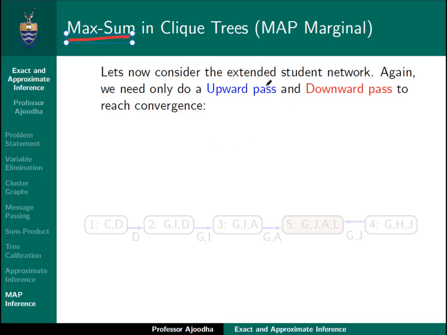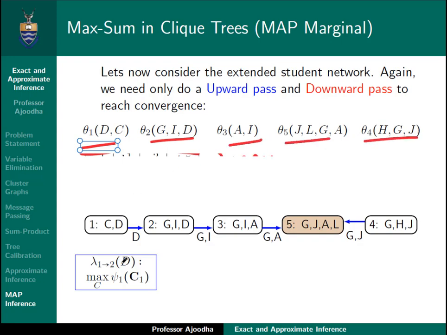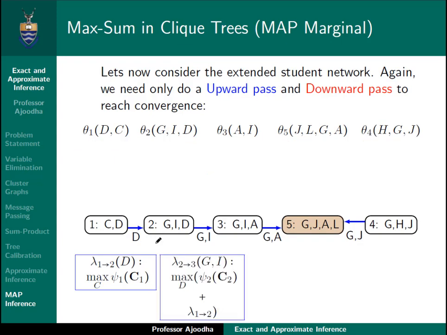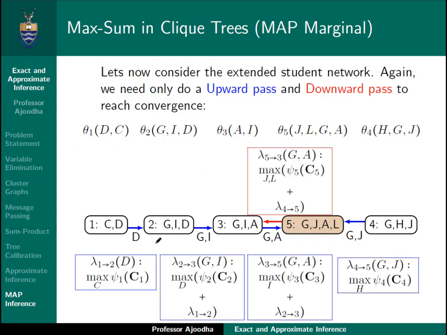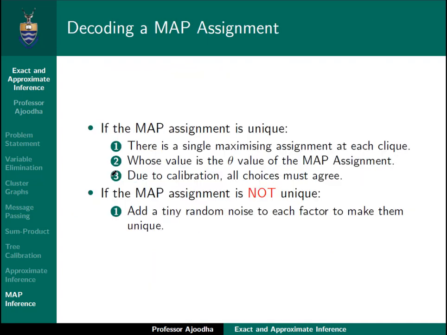So consider the extended student network again. We do an upward pass just like before. We do a downward pass to reach convergence. So before we had phis of D and C and so on. Now we've got these, our initial potentials, and we just put them in exactly as we did before. We calculate the messages exactly as we did before, maximizing instead of summing. And this was a product before. Now it's actually a summation. So it becomes about maximization and summation. Otherwise, it's very much identical.